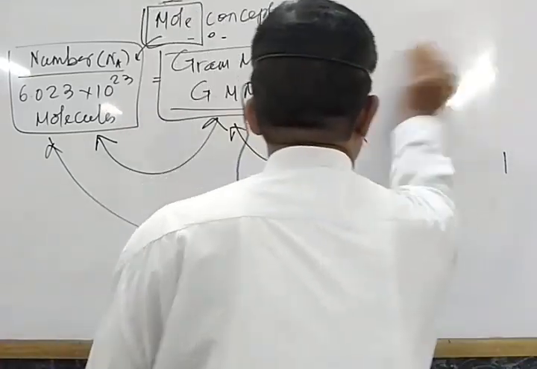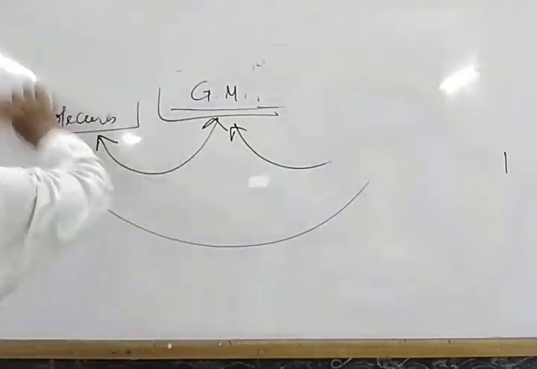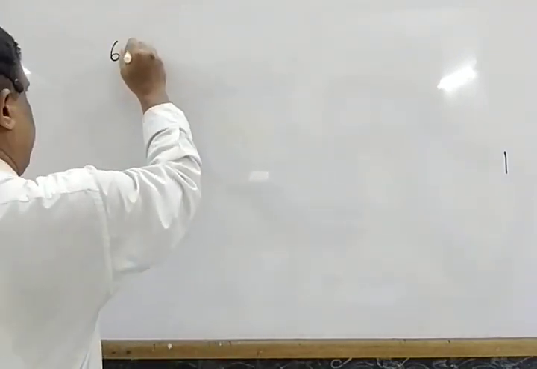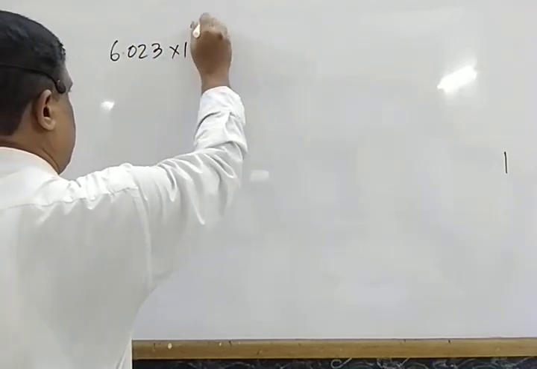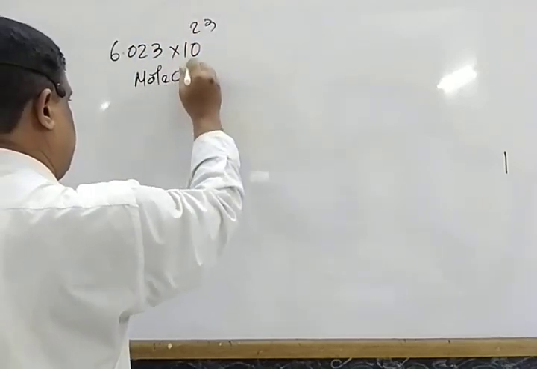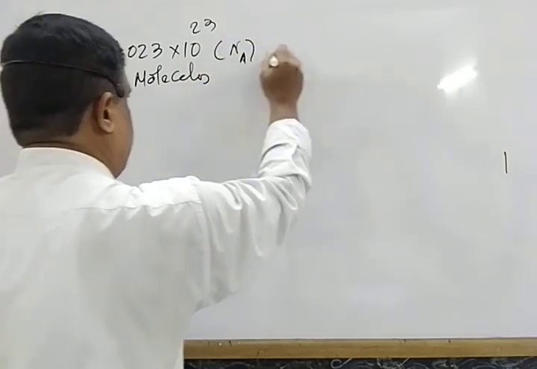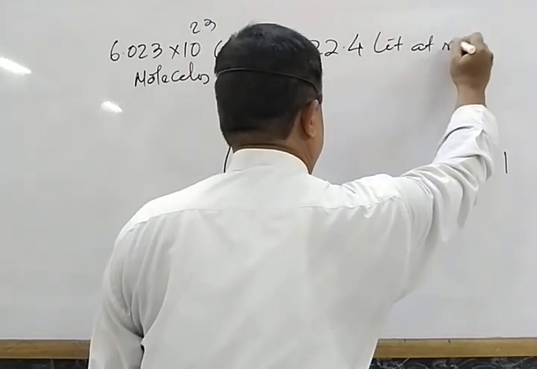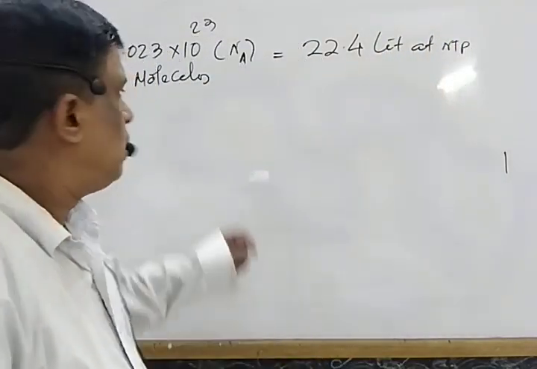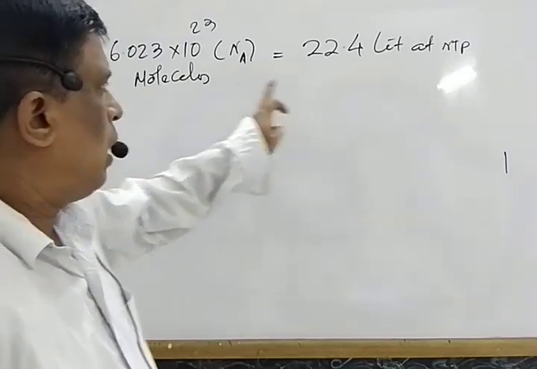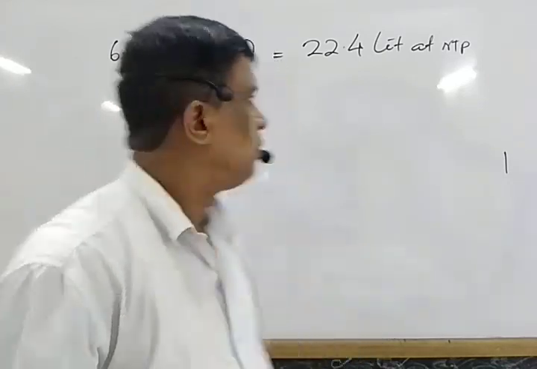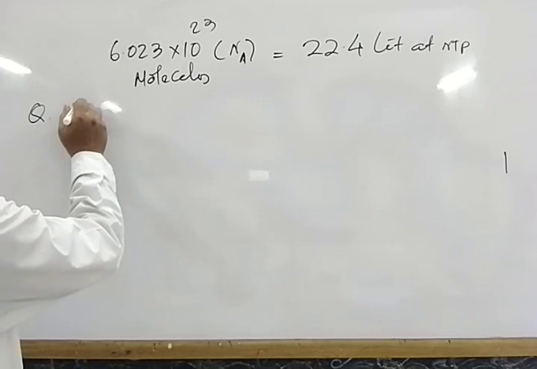Mark that. That is number equivalent to the volume. I write again, that means 6.023 into 10 to the power 23 molecules, that is Avogadro number, is equivalent to 22.4 liter at NTP. Mark the relationship. This much number of molecules at NTP possess this volume. Now frame the question. Mark that question.